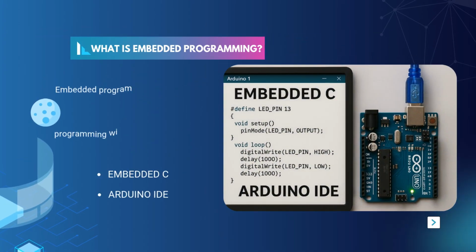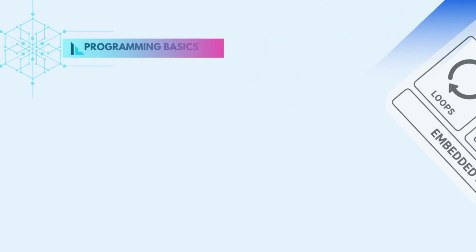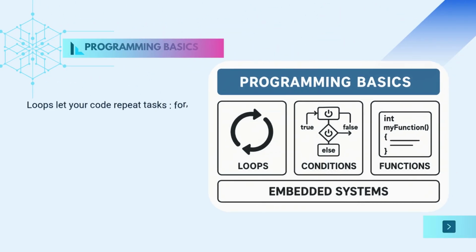Before we get into code, let's clarify, what exactly is embedded programming? Embedded programming is the process of writing code that runs directly on hardware, like microcontrollers, to control machines, sensors, displays, motors, and more. It's not just programming, it's programming with purpose, to interact with the physical world. We use embedded C for its efficiency, predictability, and close-to-hardware capabilities. And with the Arduino IDE, we make development more accessible and visual, a perfect entry point for anyone new to embedded systems. Let's start with the basics: loops, conditions, and functions.